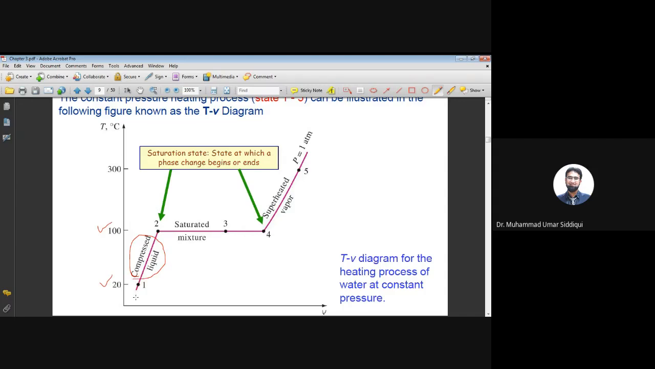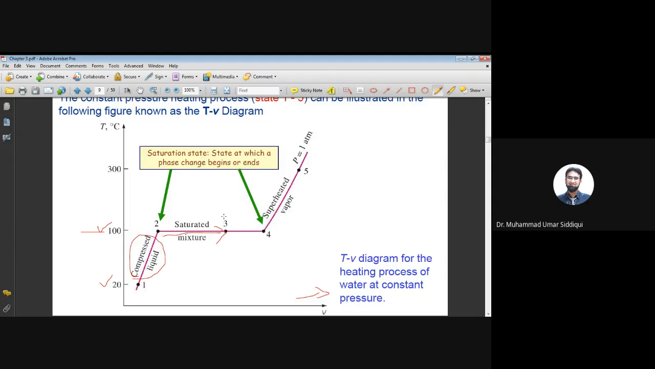Okay, so this is compressed liquid. Then at state point 2, now it is saturated liquid, that if it is at 100 degree and it is saturated liquid, that if you heat it slightly more, then the heat is not going to raise the temperature, rather the heat will be used to change the phase from liquid to vapor. Okay, so when the phase is changing from liquid to vapor, you know that vapor occupies a lot of volume, so the volume will be significantly increasing. You see here the increase in volume is significant. But the temperature would remain constant, so it will be a horizontal line.